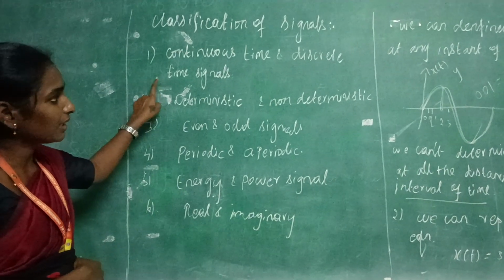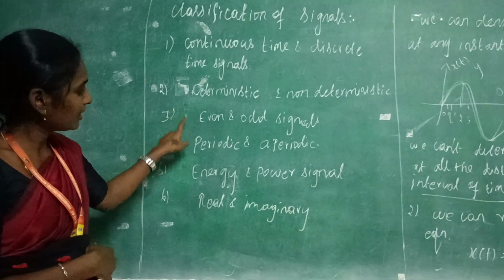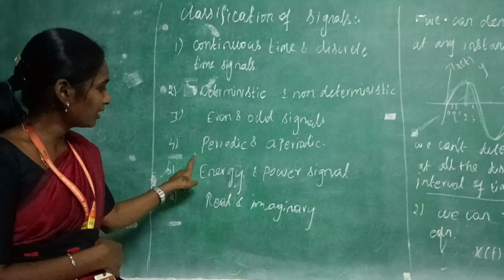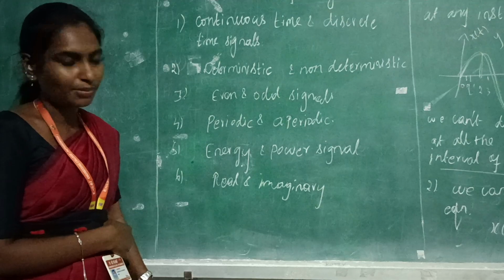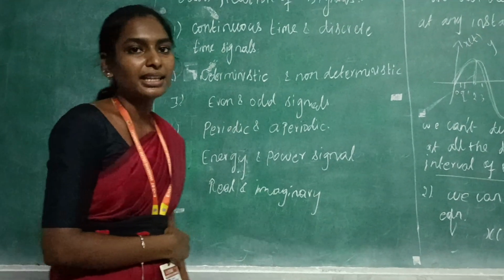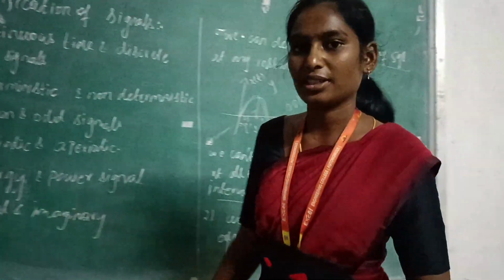First one is the continuous time and discrete time signal. Second one is the deterministic and non-deterministic signal. Third one is the even and odd signal. Fourth one is the periodic and aperiodic signal. Fifth one is the energy and power signal. Sixth one is the real and imaginary signal. So there are 6 different types of classification of signals.